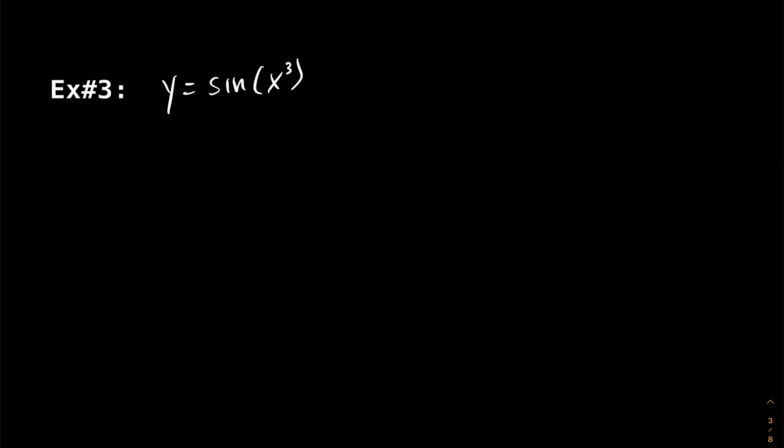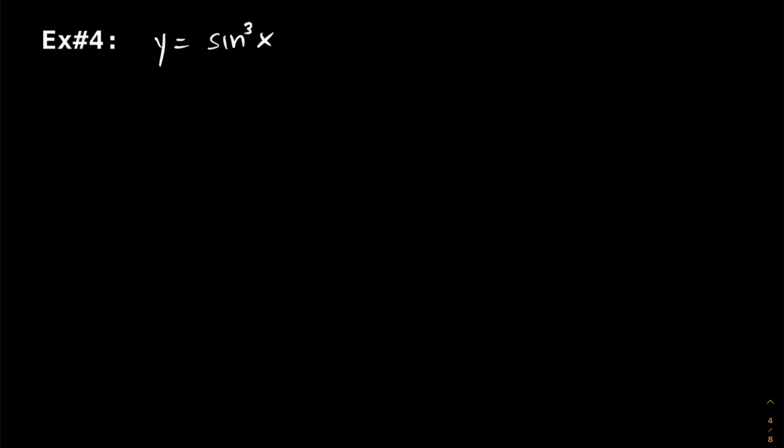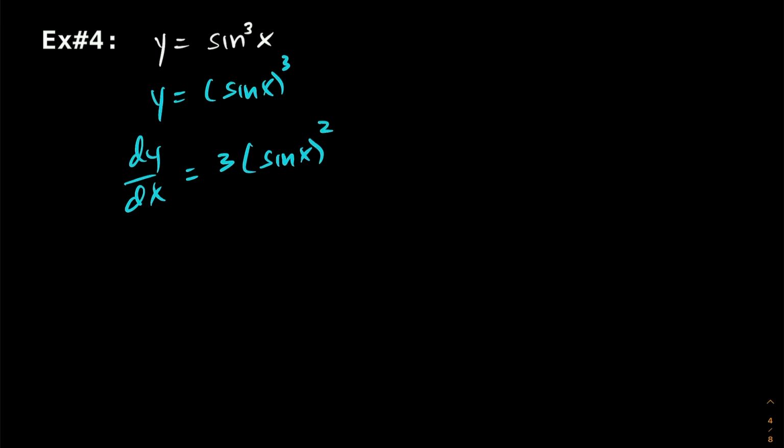Moving on to example 3 here, we see that y prime is going to be the cos of x cubed times the derivative of the inside, which is 3x squared. For this problem here, we're raising the sine of x to the power of 3. So really this is the sine of x cubed, in which case I can take my derivative. We're going to first treat this as the power rule. So you drop down the 3, subtract 1, and then we have to go ahead and take the derivative of the inside, in which case the derivative of the sine of x is the cos of x.